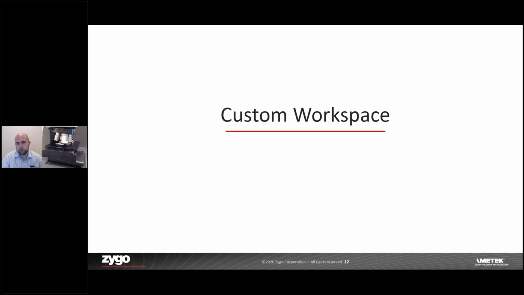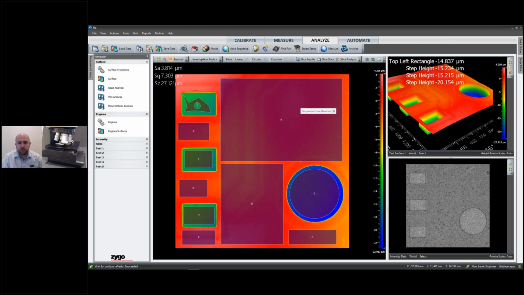Custom workspace is where we can really create that customized interface, either a very simplified interface for a production environment, or a real comprehensive dashboard for some in-depth investigation that has all the information you need right at your fingertips. For this example, maybe we have a fixture that can hold several different types of metal cylinders. We can set up an application that would be able to measure those all together.